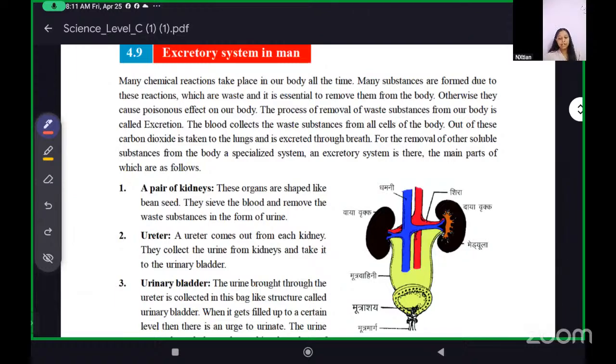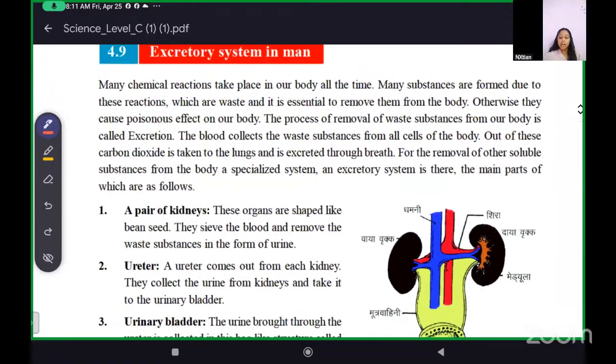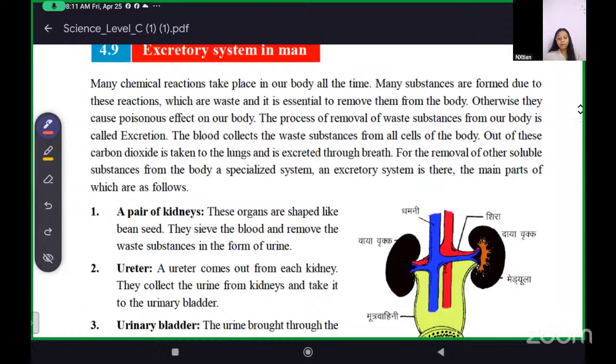Many chemical reactions take place in our body all the time. Many substances are formed due to these reactions, which are waste, and it is essential to remove them from the body. Otherwise, they may cause poisonous effects on our body. The process of removal of waste substances from our body is called excretion. See, this is the definition of excretion that you can mark: the process of removal of waste substances from a body is called excretion.